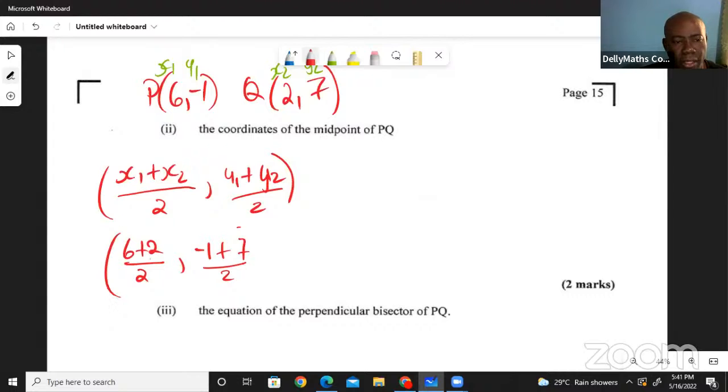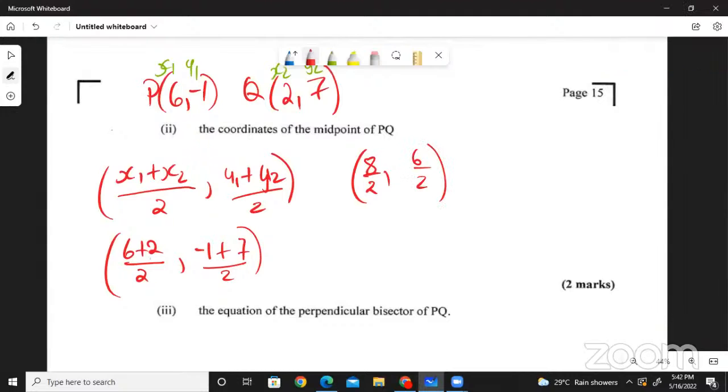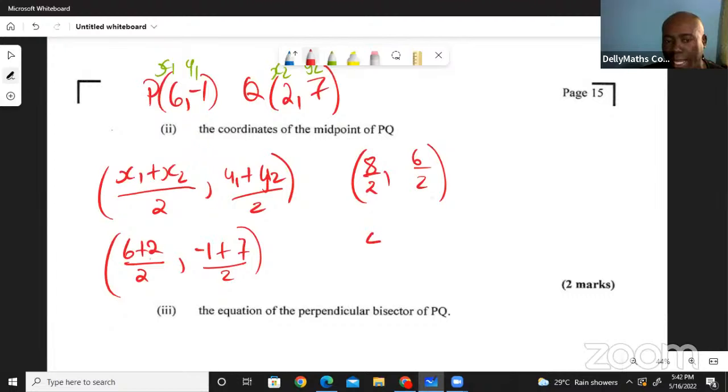And then we do this. I'm just going to put it up top up here, all right? So we're saying that 6 plus 2, that is 8 over 2. That's my first x. And then -1 plus 7, that's positive 6 over 2. Final response, 8 divided by 2, that is 4. 6 divided by 2, that is 3.